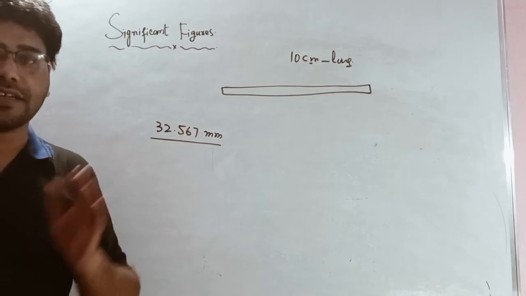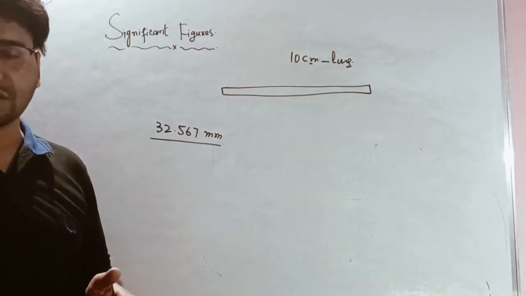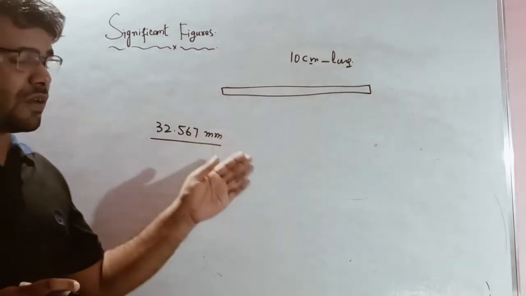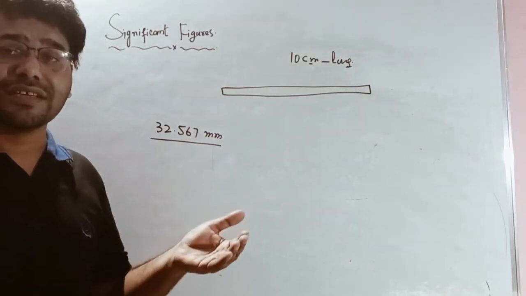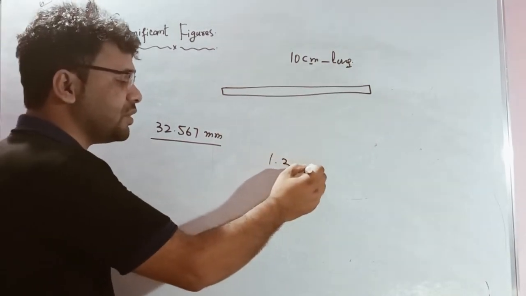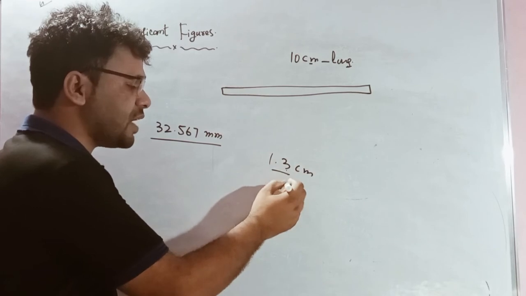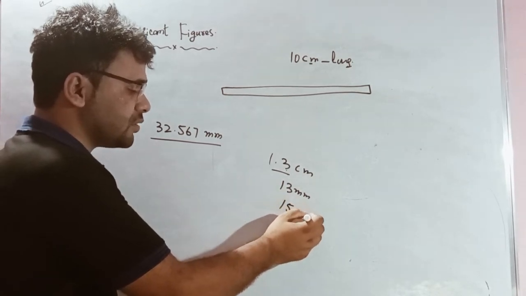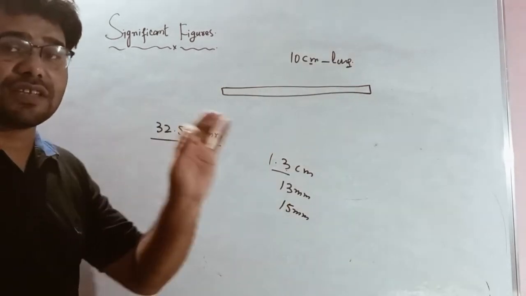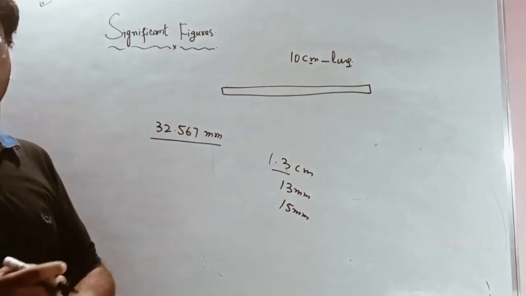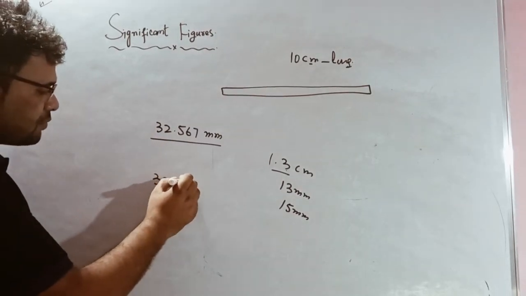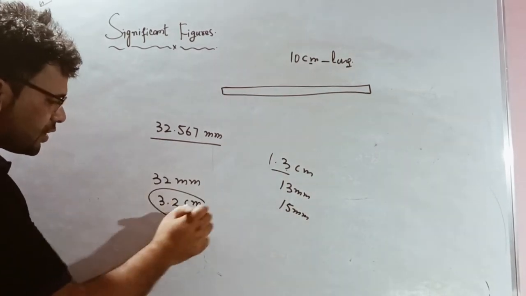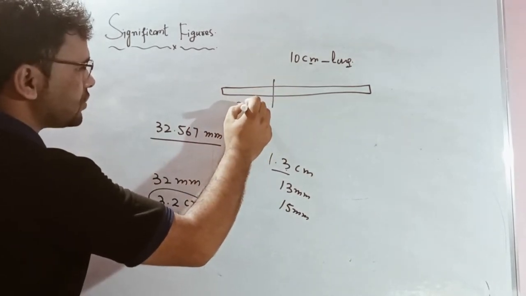But if I check my scale, the scale which we have in the geometry box, there we have the smallest unit, mm. Like we can say 1 centimeter, 2 centimeter, 1.3 centimeter. That means 1 centimeter and 3 mm, that is 13 mm. And I can say there is 15 mm. But after this decimal, we don't have units. So what I will do, I will take only 32 mm, that is 3 centimeter and 2 mm, 3.2 centimeter. Like this, I will take 3.2 centimeter.